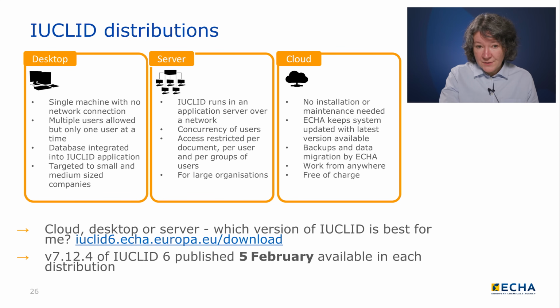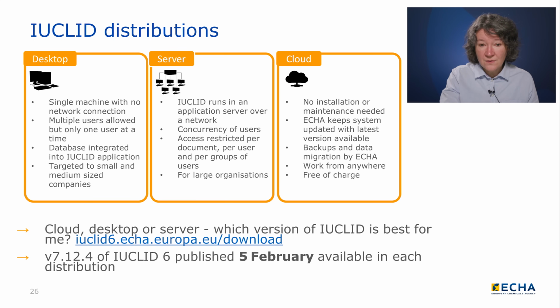There are different IUCLID distributions: desktop, server, and cloud. Desktop is a single machine with no network connection. Multiple users are allowed, but only one user can work at a time. The database is integrated into the IUCLID application. This distribution is targeted to small and medium-sized companies.